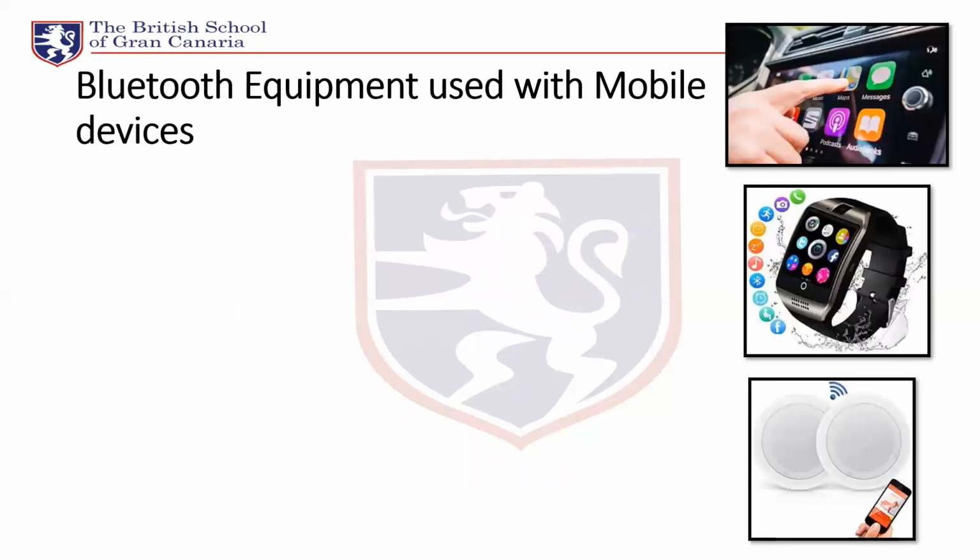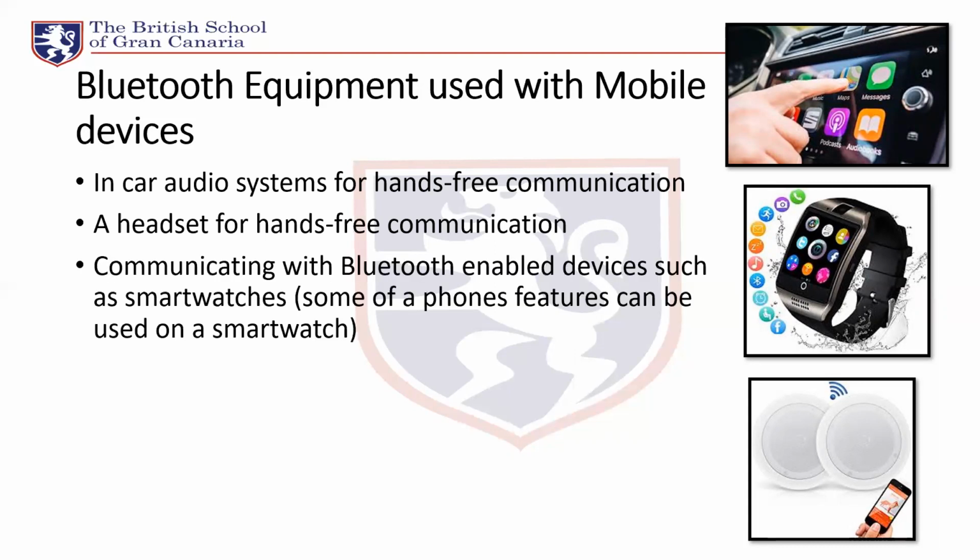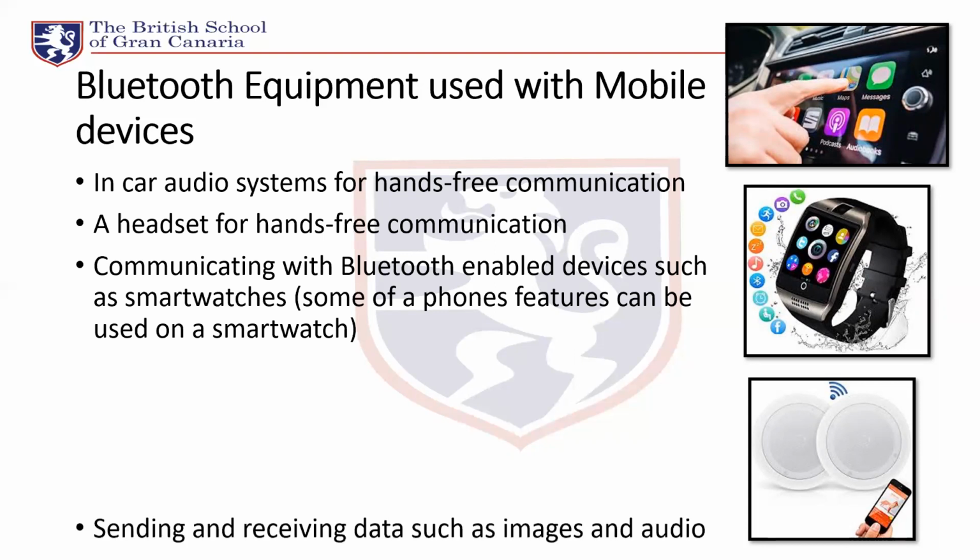Now, the equipment you can use with Bluetooth. Well, Bluetooth, as I said, is a very efficient method to send data through, and it does work quite well. And it's quite versatile equipment. So mostly with mobile devices. So in-car audio systems for hands-free communication, headsets for hands-free communication again, Bluetooth-enabled devices such as smartwatches, and some of the phone's features can be used on a smartwatch, as you well know.